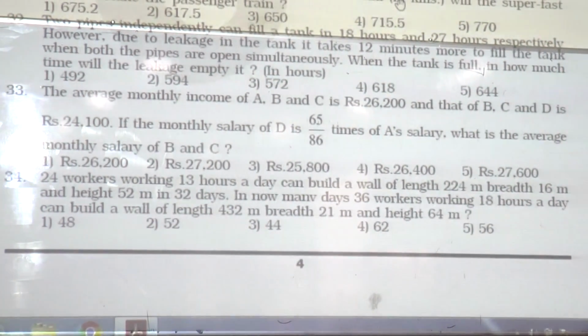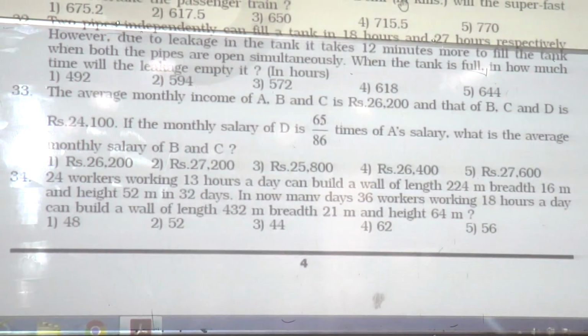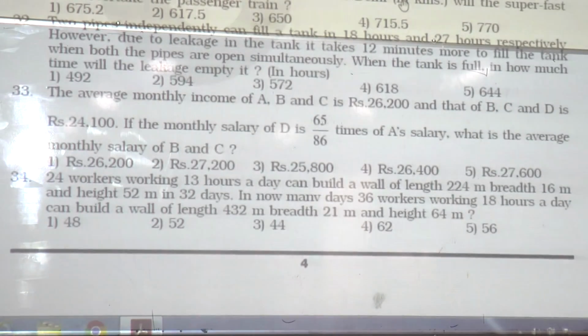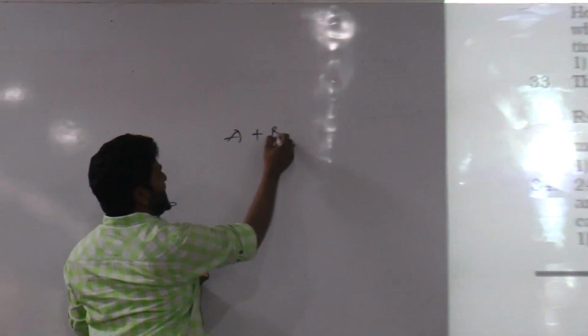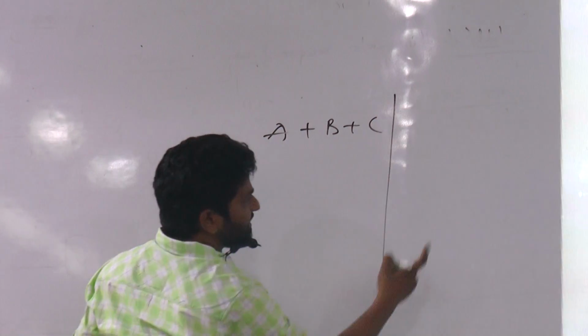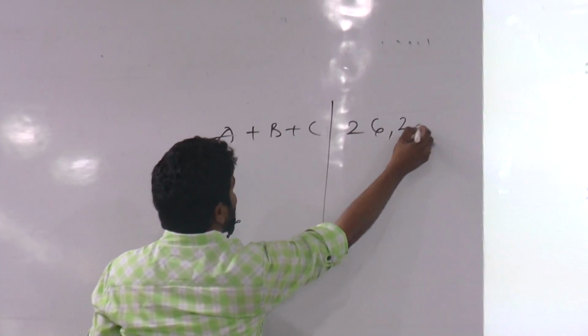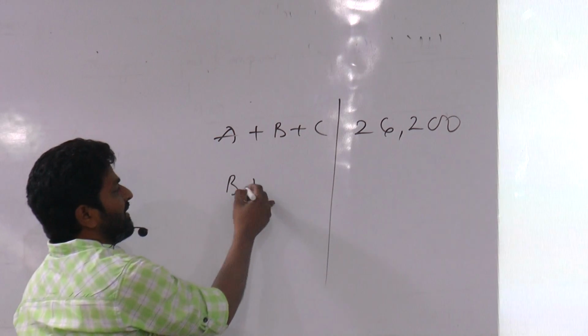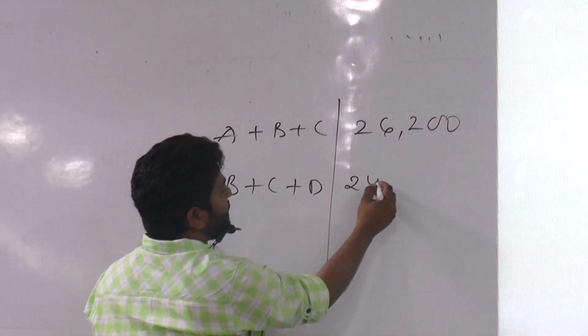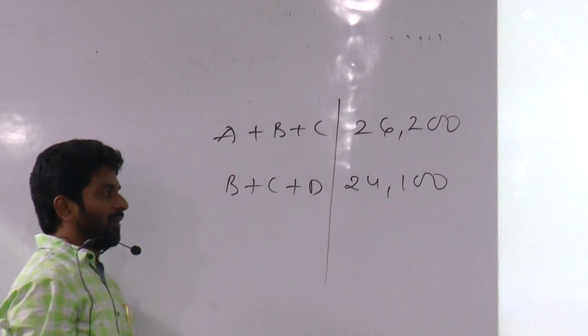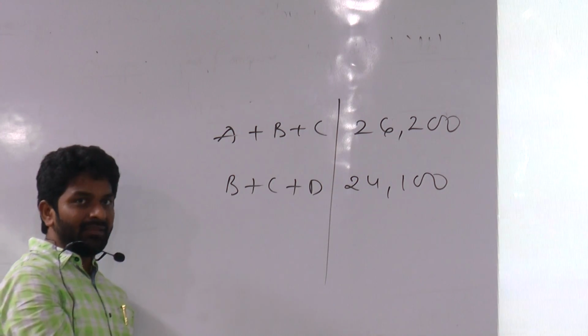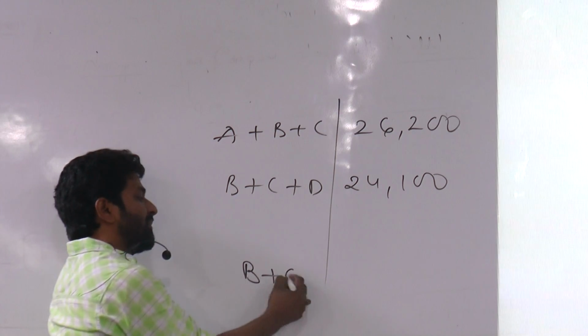The average monthly income of ABC is 26,200 and that of BCD is 24,100. If the monthly salary of D is 65 by 86 times of A's salary, what is the average monthly salary of B and C? You're asked about average. Average of ABC salary is given as 26,200 and for B, C, D salary is given as 24,100. And you have comparison between A and D. We'll see that later. You're asked about BC salary.